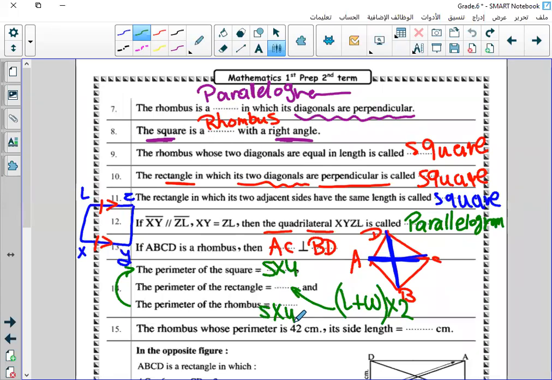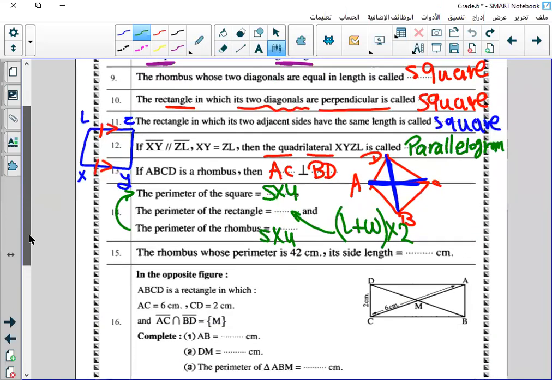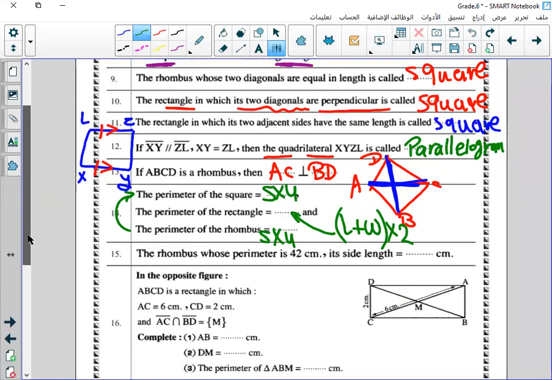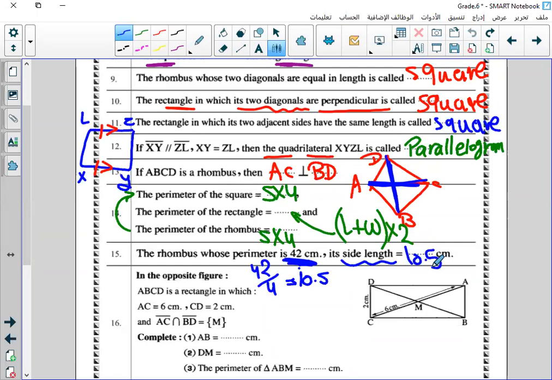Can anyone answer number 15? The rhombus whose perimeter is 42, its side length equals what? 42 divided by 4 equals what? 10.5. Thank you, Noor. Excellent. 10.5.